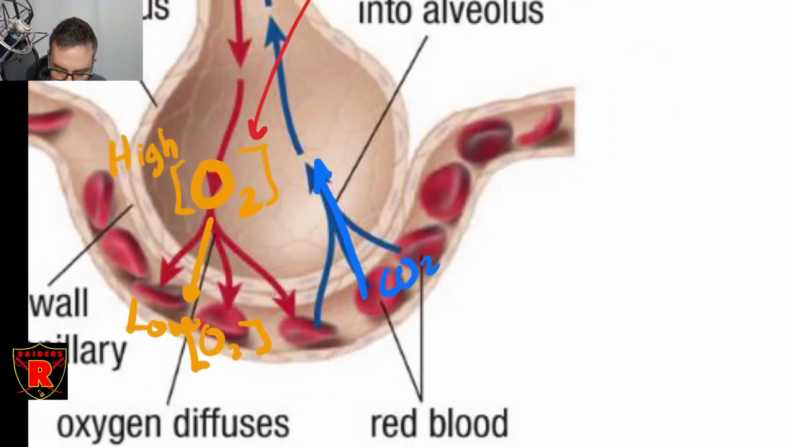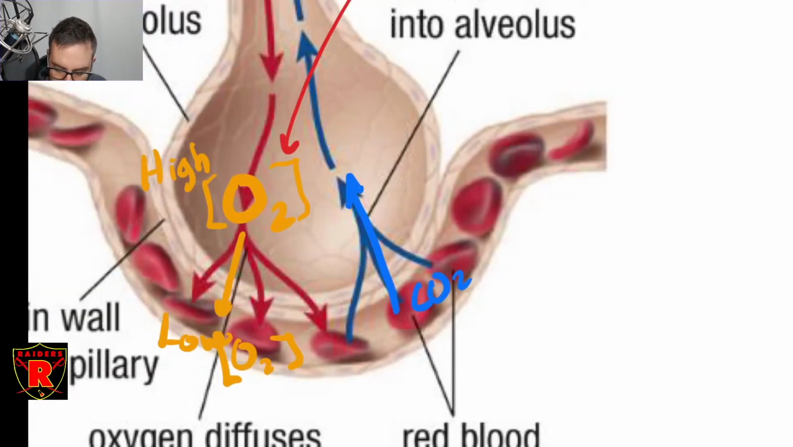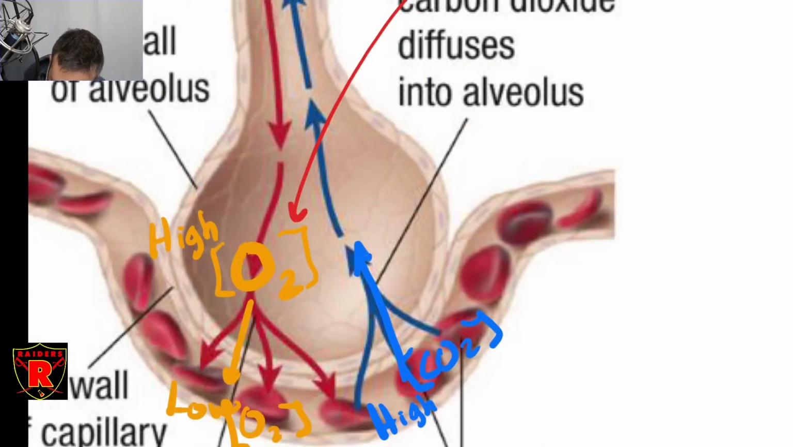The same thing is true for CO2. So we want to remove the CO2 from the blood. We want to go in the opposite direction for CO2. So what is in the blood is high CO2 concentration. And what's in the alveoli, and what we need to maintain in the alveoli, is low CO2 concentration.